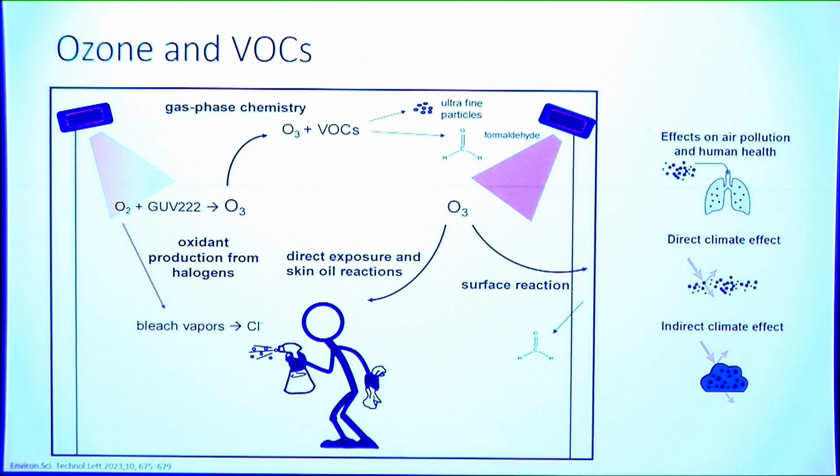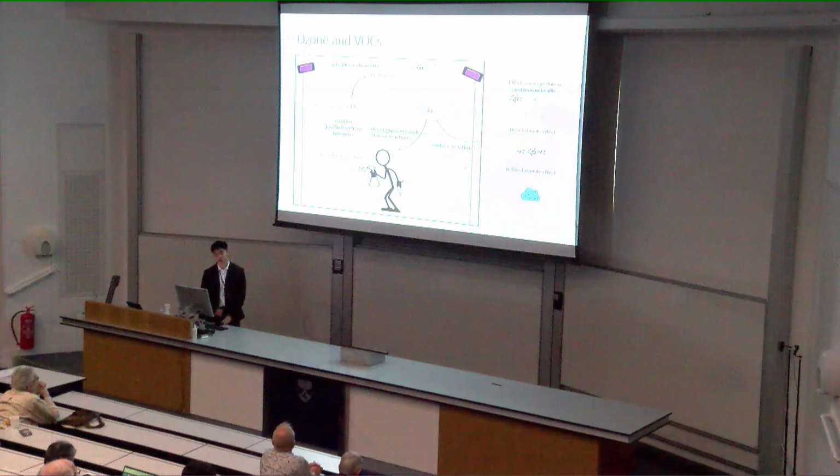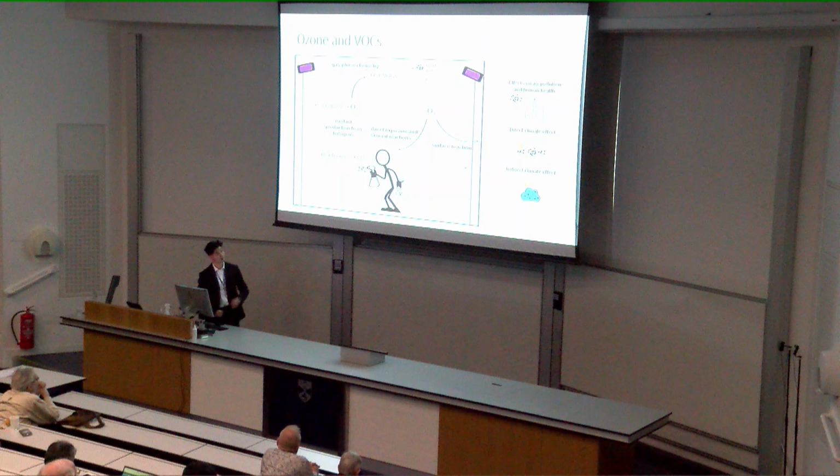When we look into the gas-phase aerosol chemistry between ozone and volatile organic compounds, they form ultrafine particles and aldehydes. Again, in our study, we focus more on the ultrafine particles. These ultrafine particles can have huge effects on air pollution, human health, and climate.